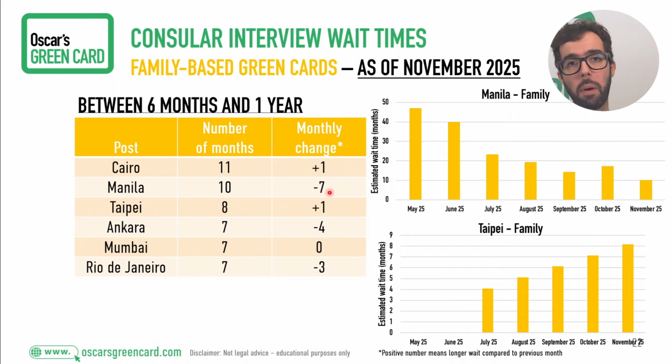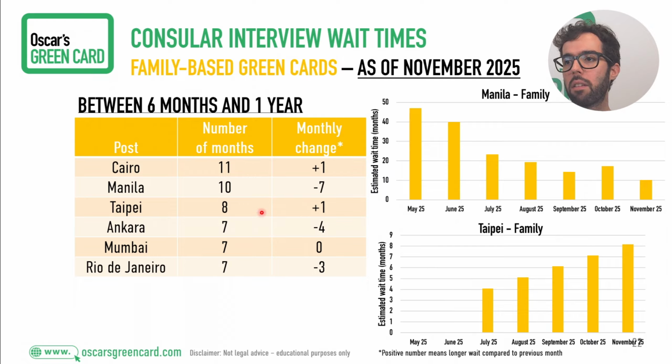Between 6 months and 1 year, we see Cairo with 11 months and Manila with 10 months, getting better by 6 months, which is great to see. And here you have the progression of Manila. It started almost at 50 months in May 2025. It got all the way down to September, and then a little bit of increase in October, but now we are back to those 10 months that I just mentioned.